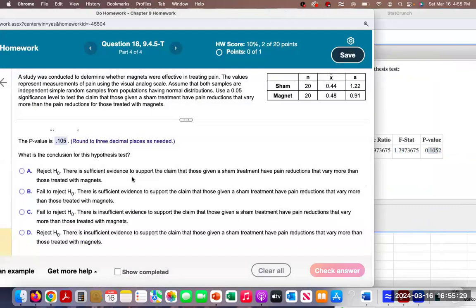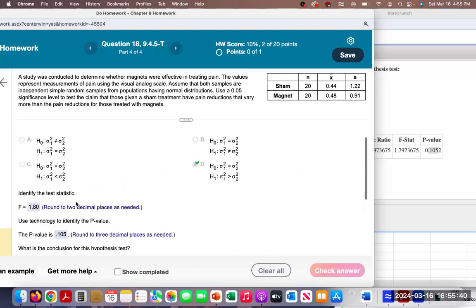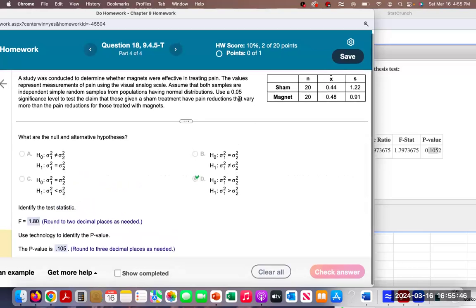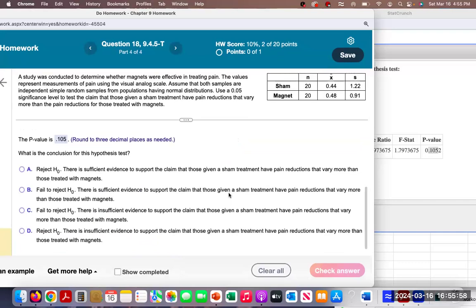So we're going to reject the null if p-value is less than significance level. We fail to reject the null if p-value is greater than significance level. Since our p-value is 0.105 and our significance level is 0.05, our p-value is greater than significance level, so we're not going to reject the null hypothesis. So we're going to go with the null. That means we don't have enough evidence to support the alternate hypothesis. So we fail to reject the null.